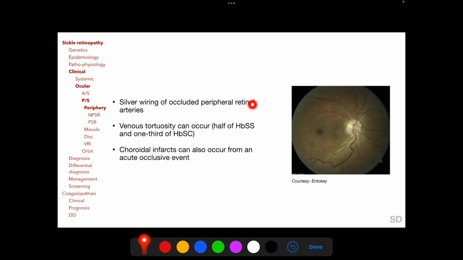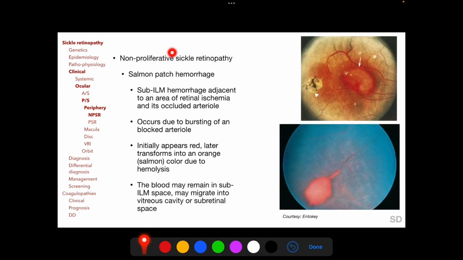Occluded peripheral retinal arteries may appear white, which is called the silver-wiring appearance of these blood vessels, and venous tortuosity, as seen here in this clinical photograph, can occur in sickle cell disease. Choroidal infarcts can occur from an acute occlusive event but are uncommon in patients with sickle cell disease. The three clinical signs of non-proliferative sickle retinopathy are salmon patch hemorrhage, iridescent spots, and black sunbursts.